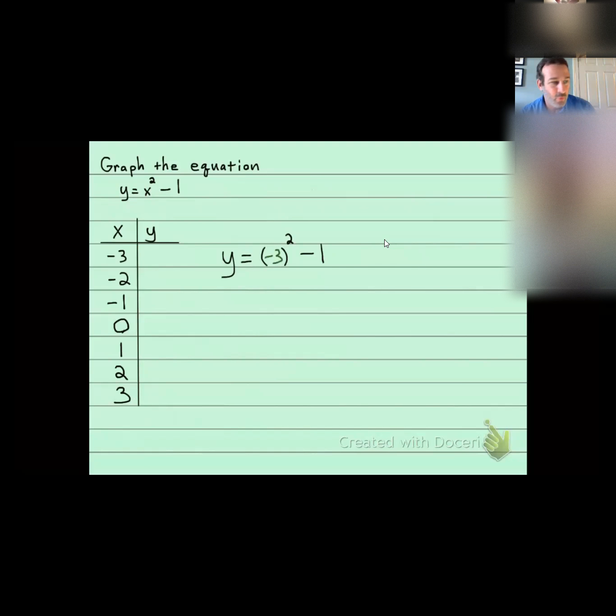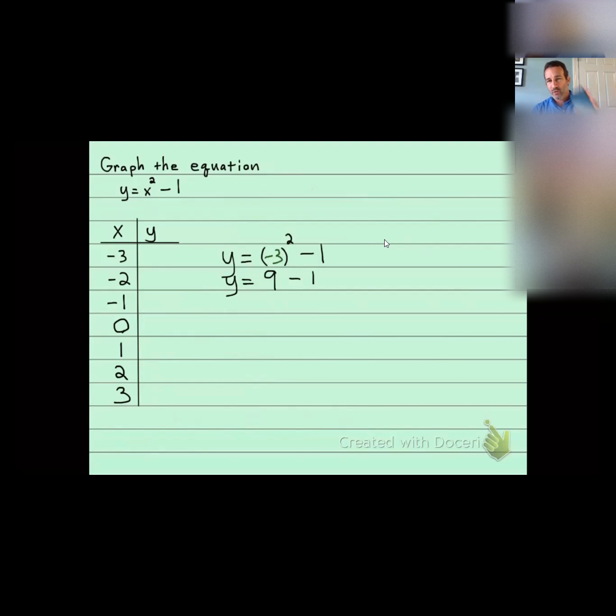Now, it's very important when you put this into your calculator, -3, what do you need to do? You need to put it in parentheses. Because what this is, it's -3 times -3. What's a negative times a negative? Positive. Now, if you don't put it in parentheses, it's going to give you a positive 9. It's going to take the opposite of 3 squared.